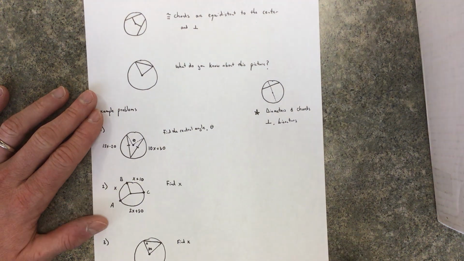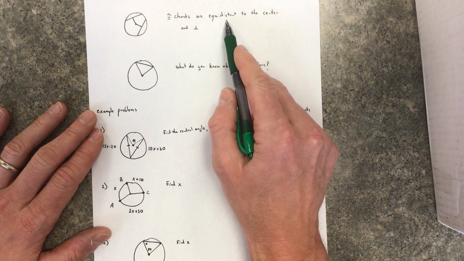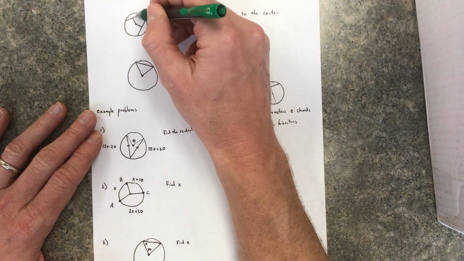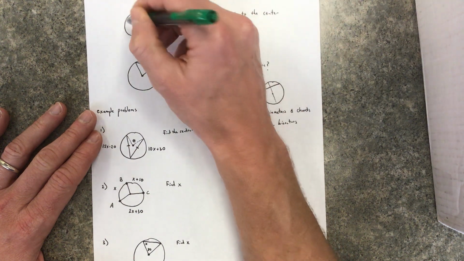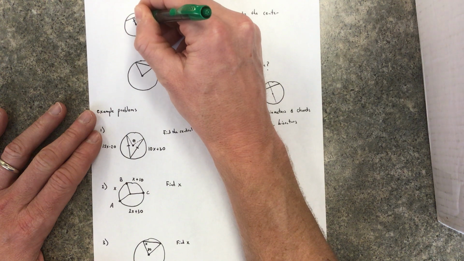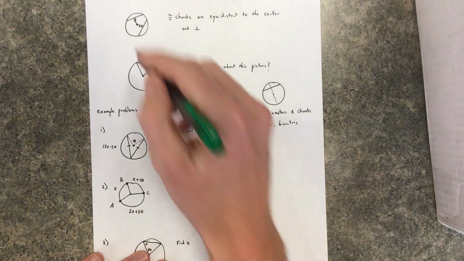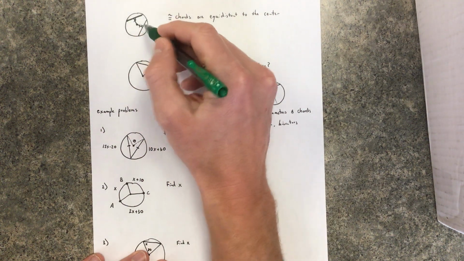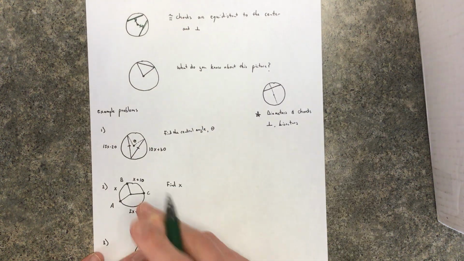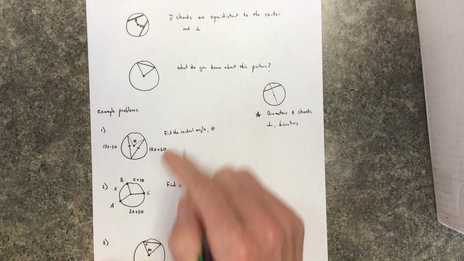All right, so we also know that congruent chords are equidistant to the center and they're perpendicular. So if you have congruent chords, you also know they are the exact same distance to the center, and you know that those guys are perpendicular. Again, these are all just kind of facts you know. If this chord is congruent to this chord, anywhere on the circle, the distance to the center is the same and it's perpendicular.